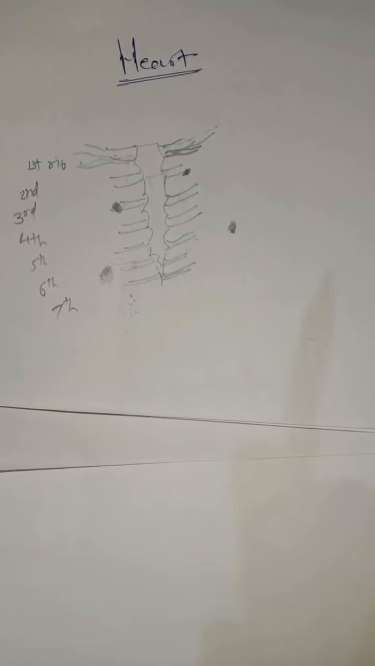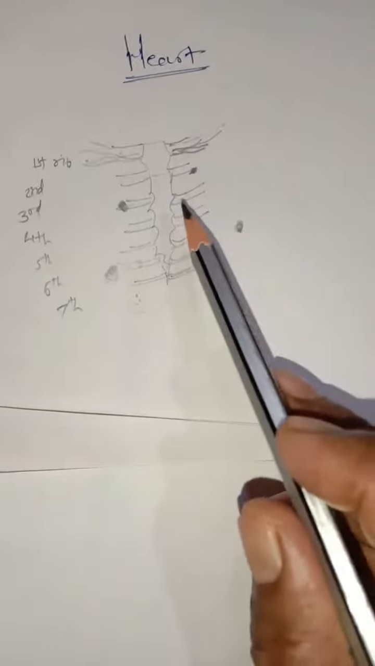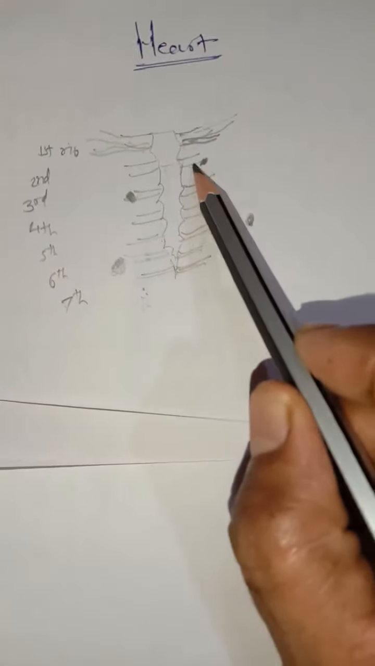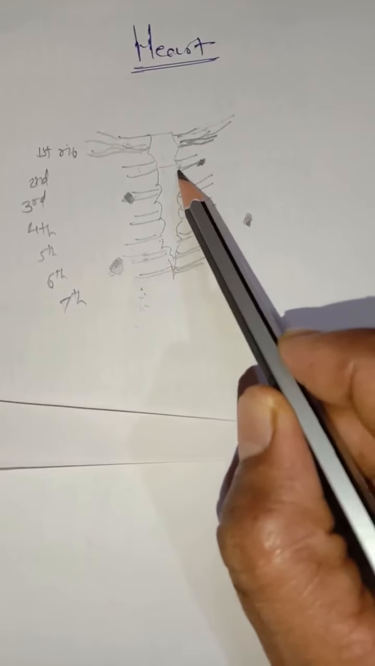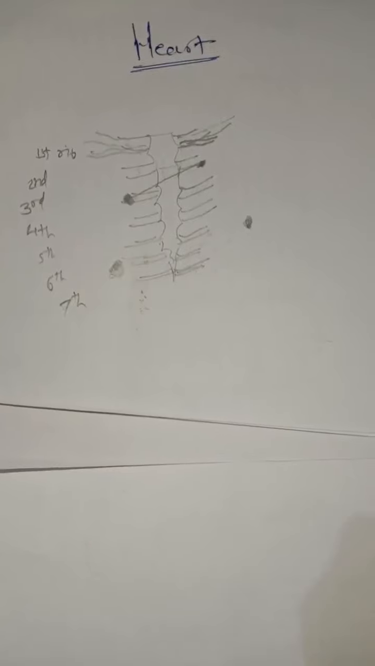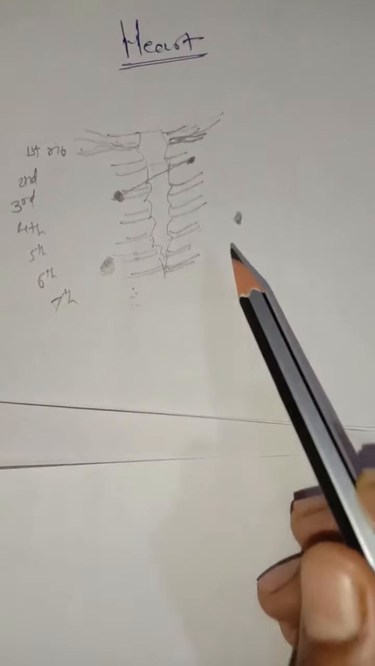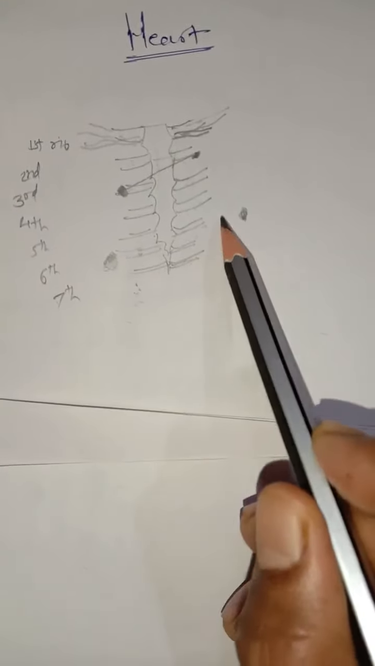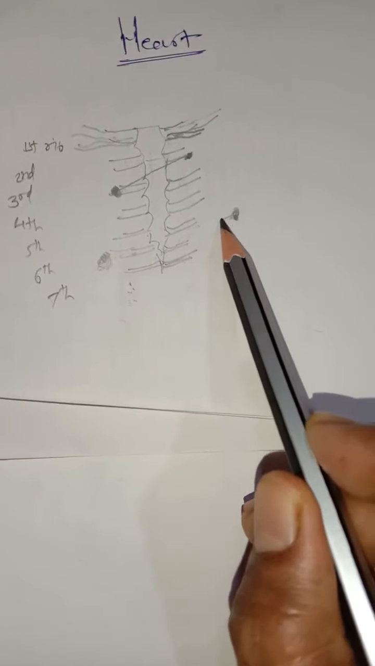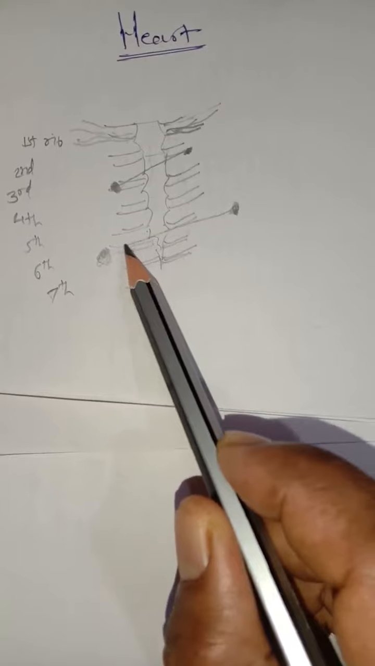Then join the first and the second point by a straight line. Here is the first point and this is the second point, you can draw a straight line. Then join the third and the fourth point. Here is the third point and this is the fourth point, so join them by a straight line.